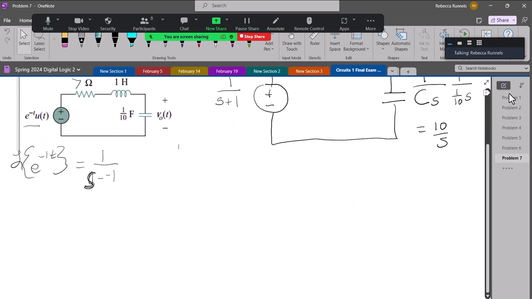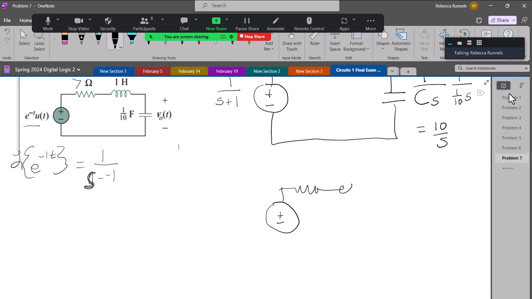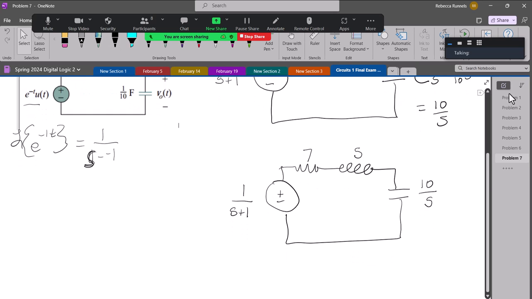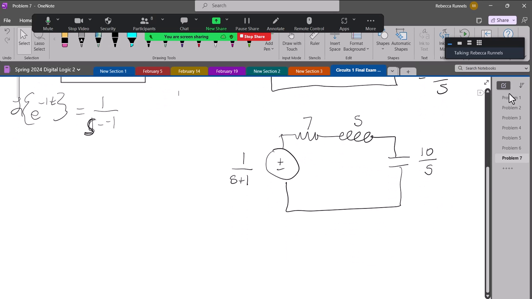So nicely redrawn in the S domain, it would look like this. Okay, so now I can use what I know already about currents, namely I can use Ohm's law. I know V equals IR, except here it's not really R, it's the impedances. But I can just add all these together.